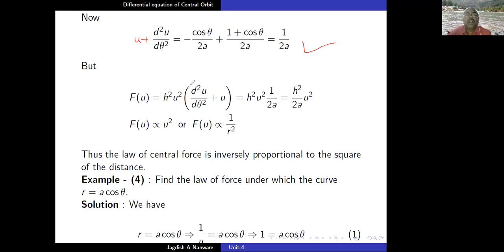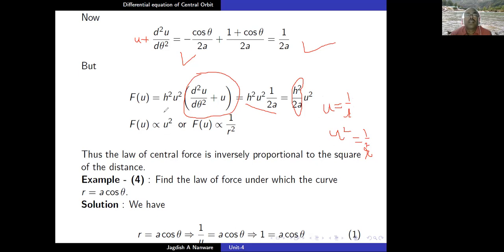Now again using the value of f of u as this, put the value which we have determined here. It is 1 by 2a, and you simplify further. So this is h square upon 2a, which is constant, into u square. So again, what is u square? u is equal to 1 upon r, right? So what is u square? u square will be equal to 1 upon r square, right?